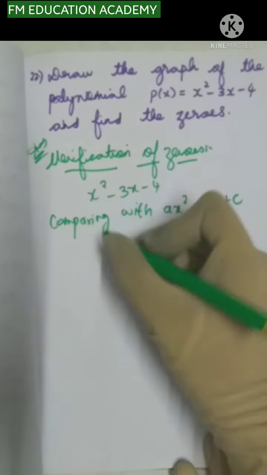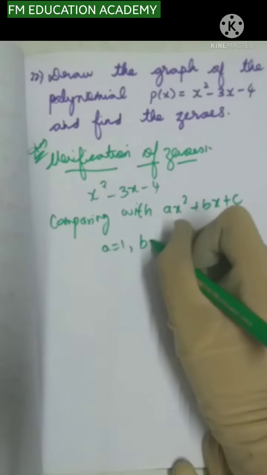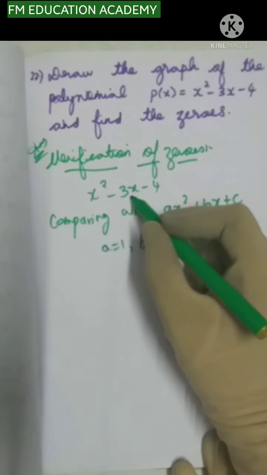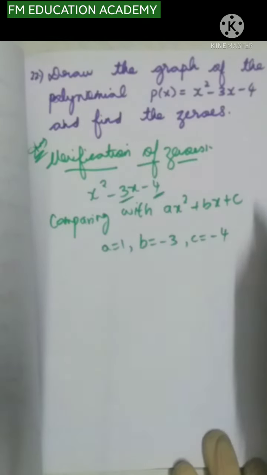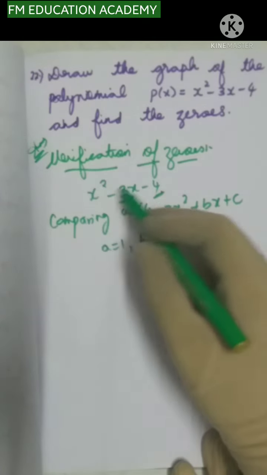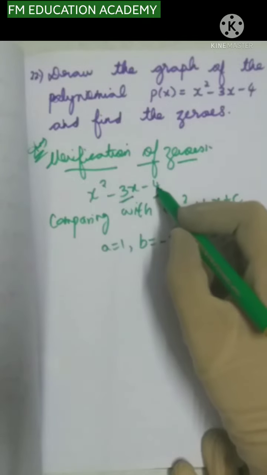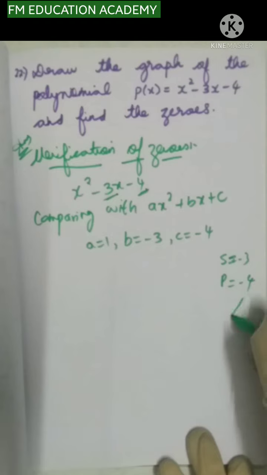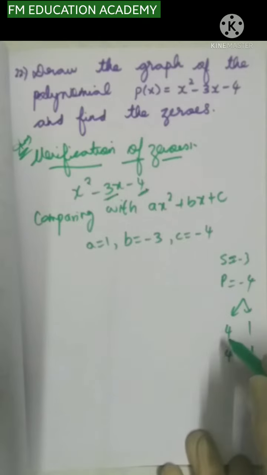What is a? 1. What is b? Minus 3. What is c? Minus 4. And you have to see what is sum, what is product. Sum will be b term, that is nothing but minus 3 here, and product will be a term into c term. A here is 1 and c here is minus 4. So product is minus 4. So we know that 4 ones are 4 and also 4 minus 1 is 3. So we can choose the factors as 4 and 1.